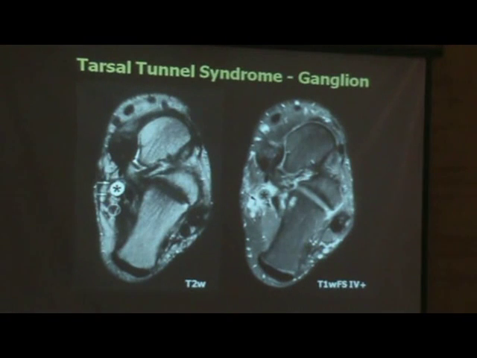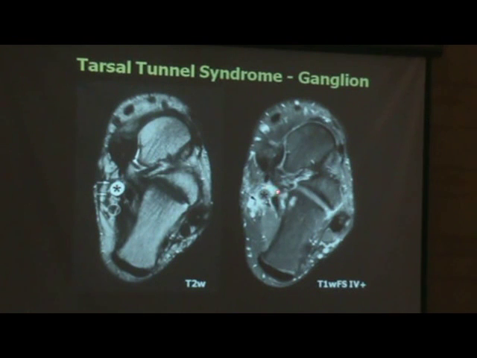So I show you some cases, random cases, for you to see. This is a patient with tarsal tunnel syndrome, and we performed MRI, and in this case we found this cystic lesion within the tarsal tunnel. You see the relationship of the cystic lesion with the medial and lateral plantar nerves in the inferior aspect of the tarsal tunnel.